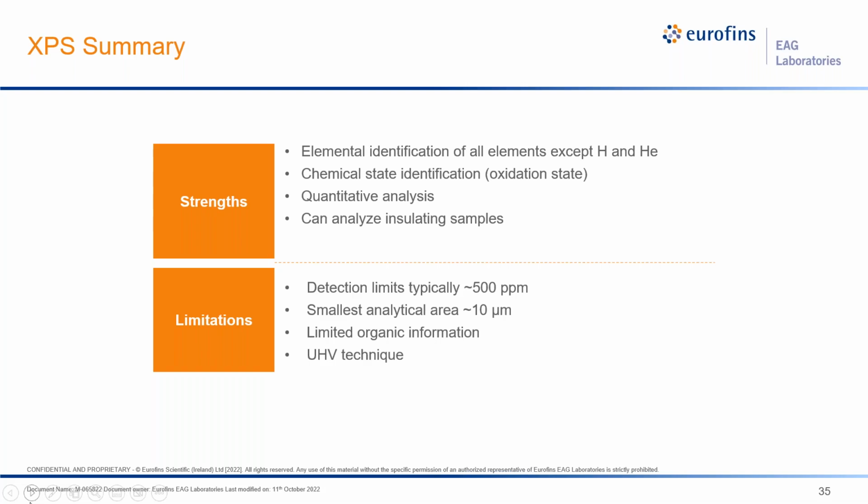Limitations are the following. The detection limits are typically about 500 ppm. The smallest spot size is about 10 micron, and there is limited organic information. We can often determine functional groups, but not specific compounds. And again, it's a UHV technique.